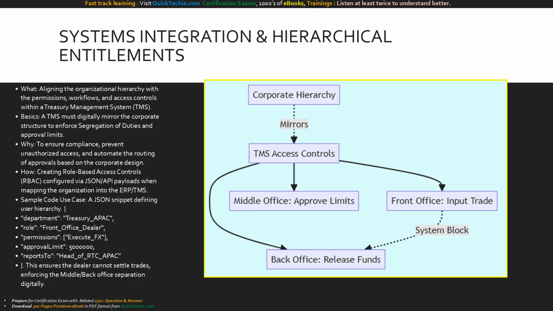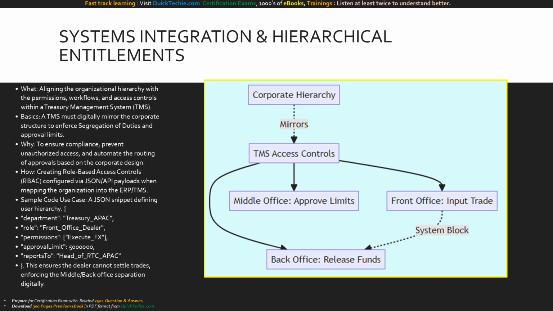This JSON snippet defines a user in the APAC region. Their role is front office dealer, so their permissions only include execute FX, capped at a 5 million limit. Most importantly, it digitally binds them to report to the head of RTC APAC. By coding the hierarchy directly into the system, the software physically prevents this dealer from accessing back-office settlement screens, thereby cementing your organizational design into an unbreakable digital reality.